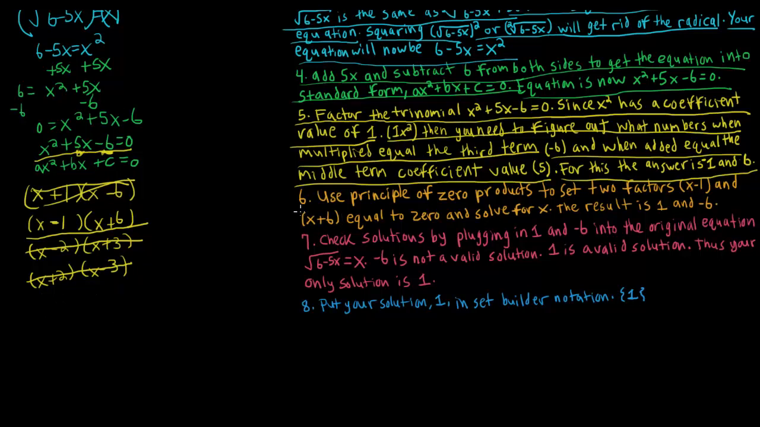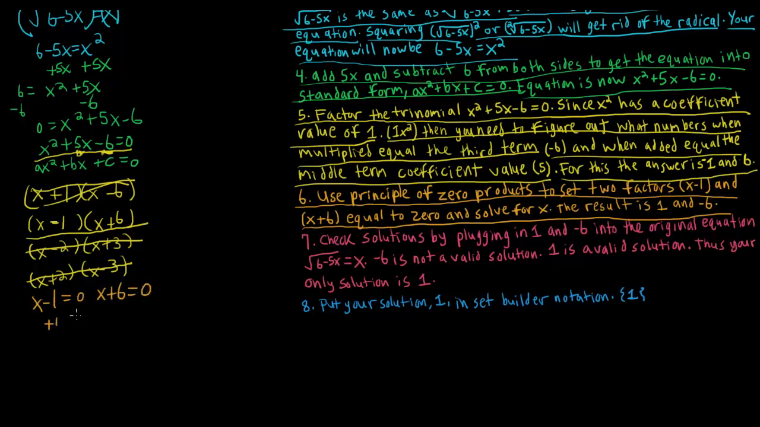So now it says, step 6, use the principle of zero products to set the two factors x minus 1 and x plus 6 equal to 0 and solve for x. The result is 1 and negative 6. So if we have x minus 1 equals 0, and then x plus 6 equals 0, then we just add 1 on both sides right here. x equals 1. And then we have x plus 6, we subtract 6 from both sides, x equals negative 6. And then our tentative solutions are 1 and negative 6.